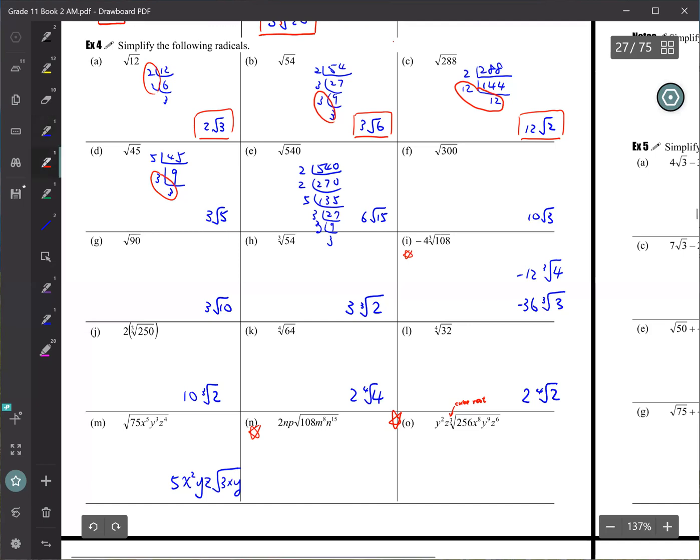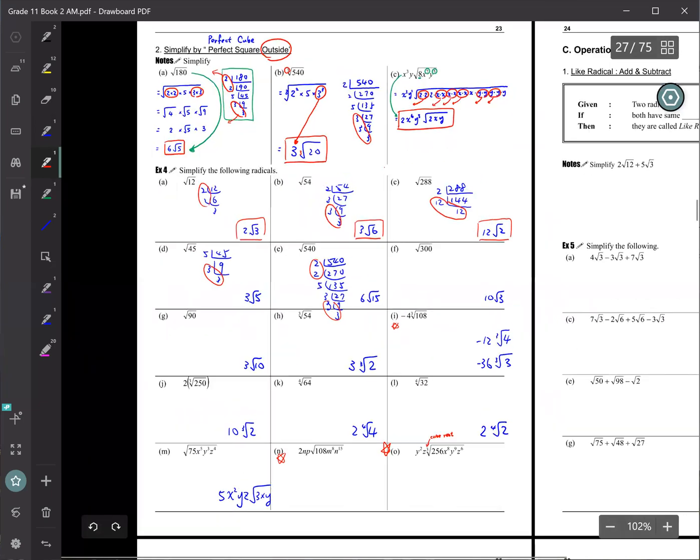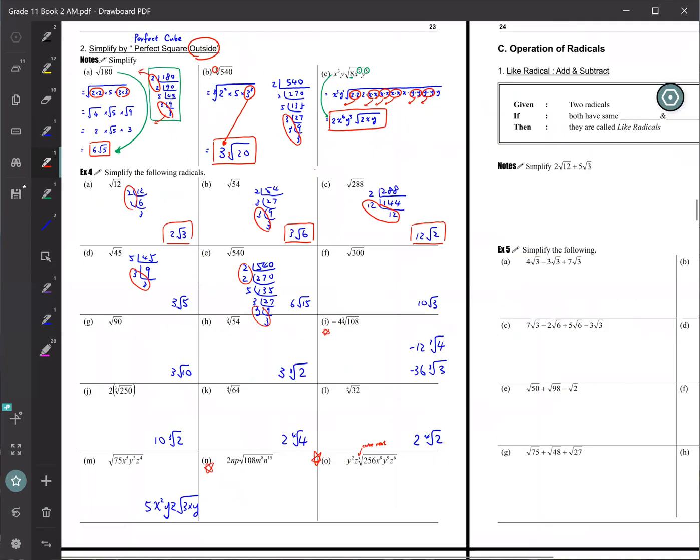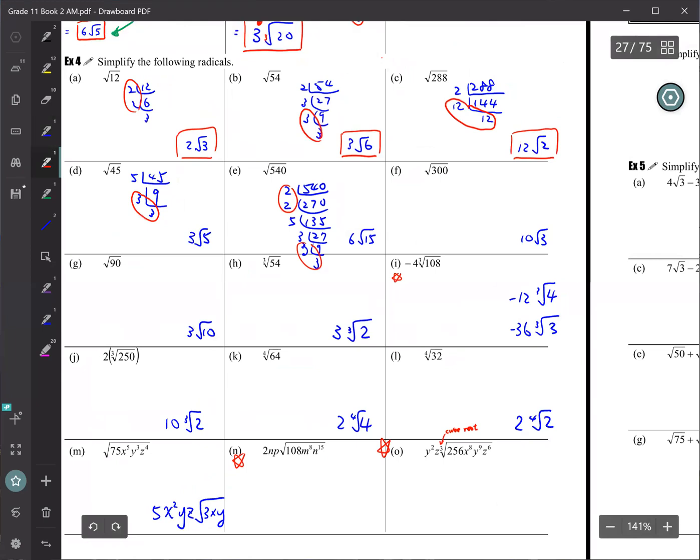So we have a pair of 2, pair of 3, right? I think this one is an example on the top, right? Yeah, 540 on the top. But this time it is a square root, so we can only take pairs out.